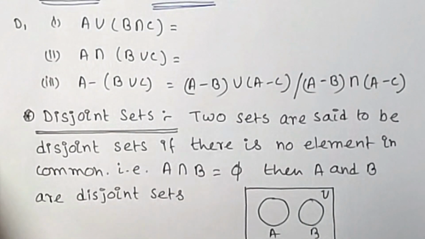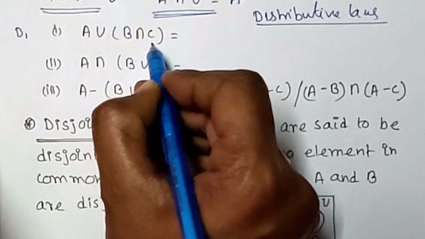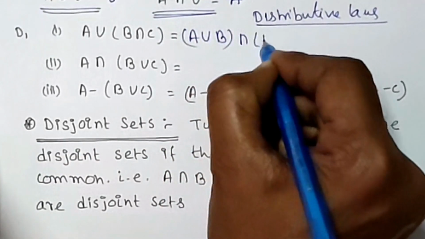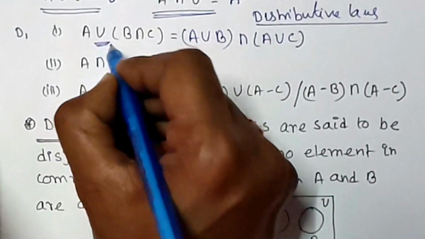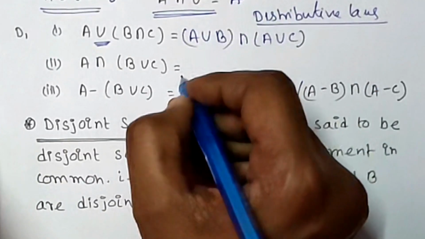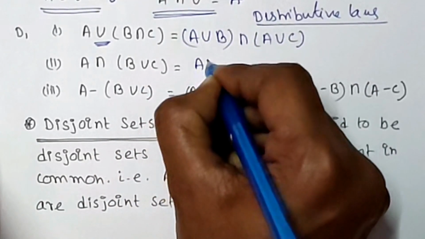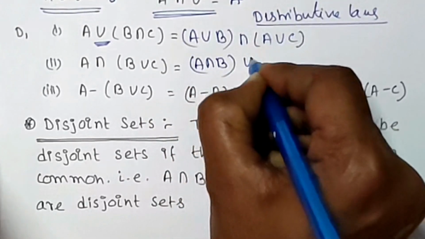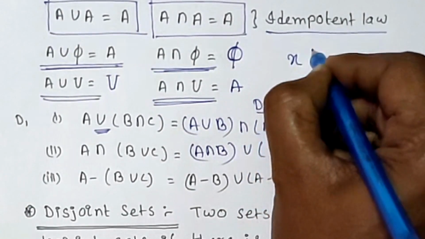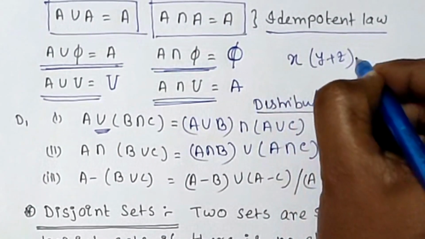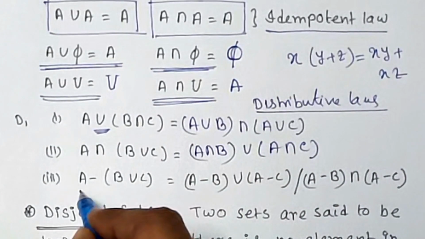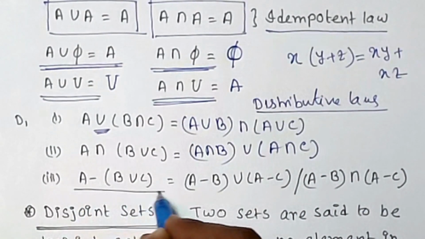Now let's explain the distributive law. A union (B intersection C) is equal to (A union B) intersection (A union C). Here union is distributed over intersection. Similarly for intersection over union, A intersection (B union C) is equal to (A intersection B) union (A intersection C). How to remember? Suppose you have x into (y plus z). For numbers we write xy plus xz. Now what will happen for difference?